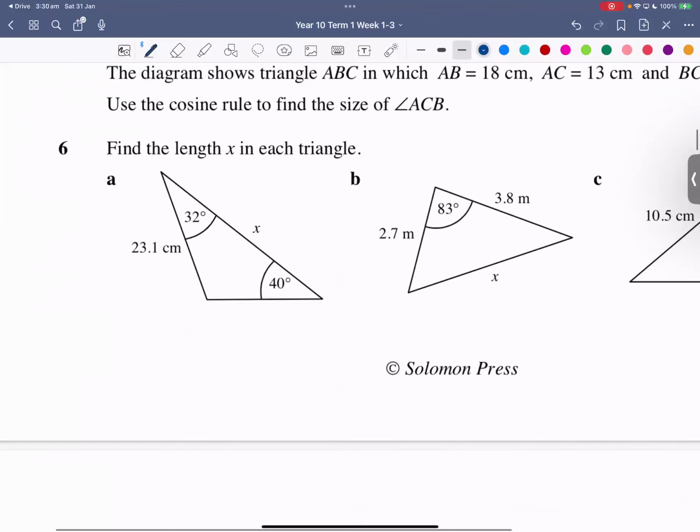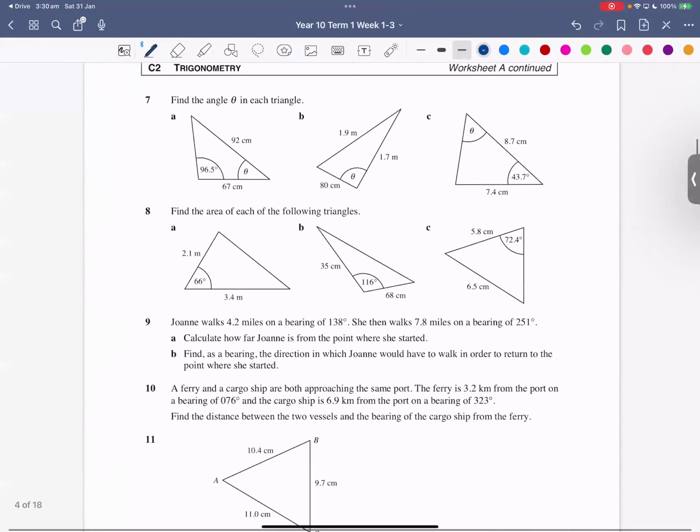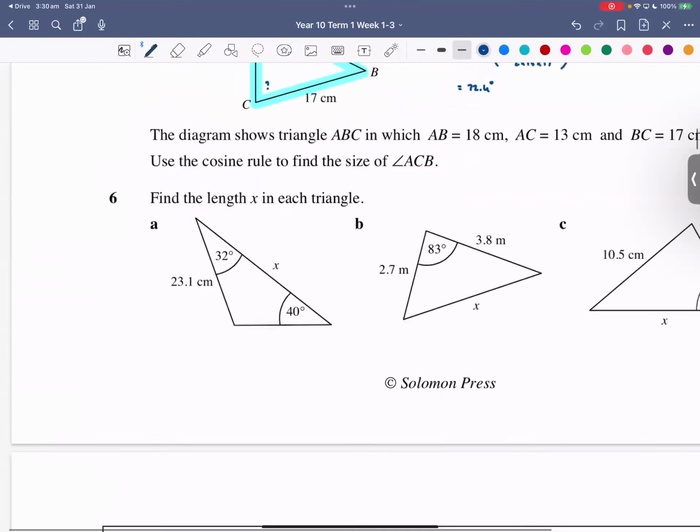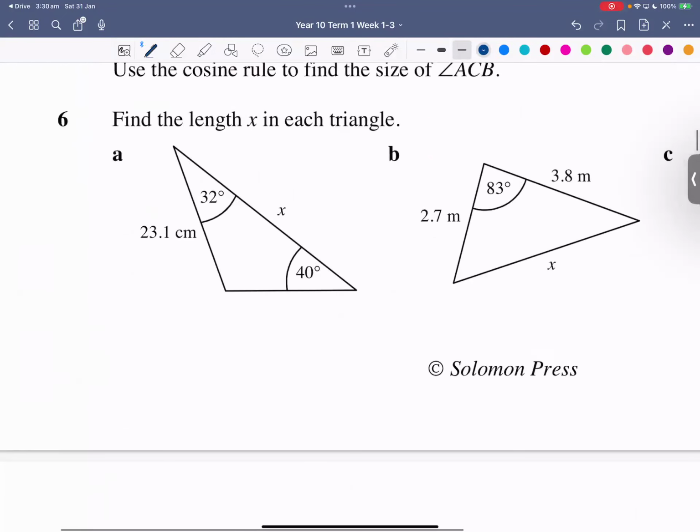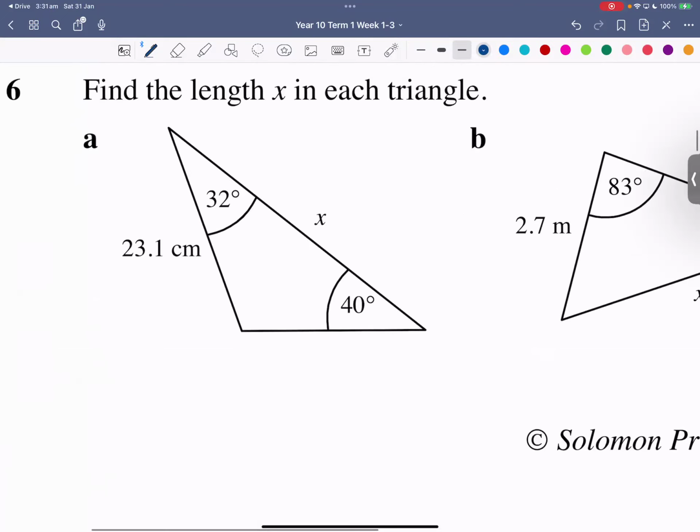All right. Find the length x. Oh no, they're not telling me which rule I should use. I'm going to have to think about it. All right. Well, they want me to find out x. I might as well just find out this missing angle first, because it's easy to do. 180, take 32, take 40. That's 108 degrees.